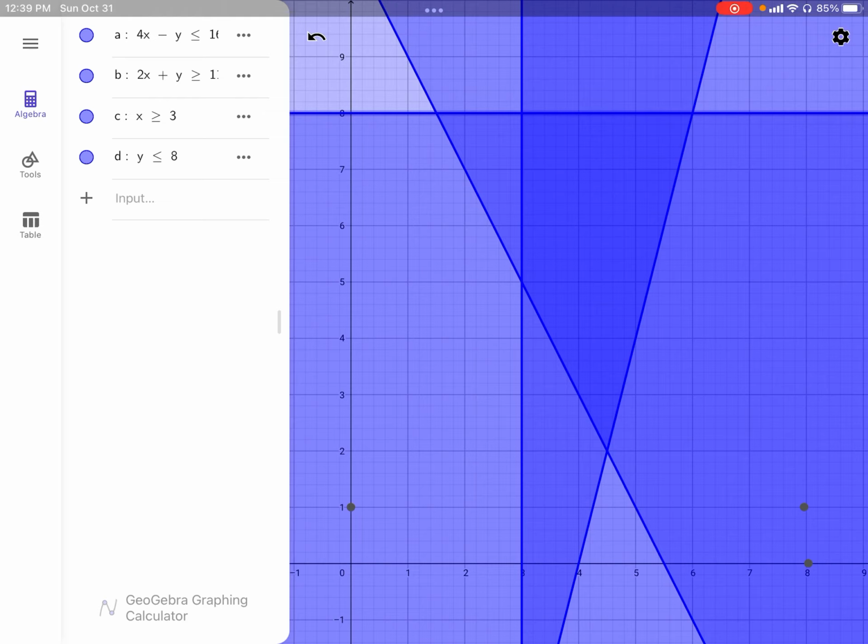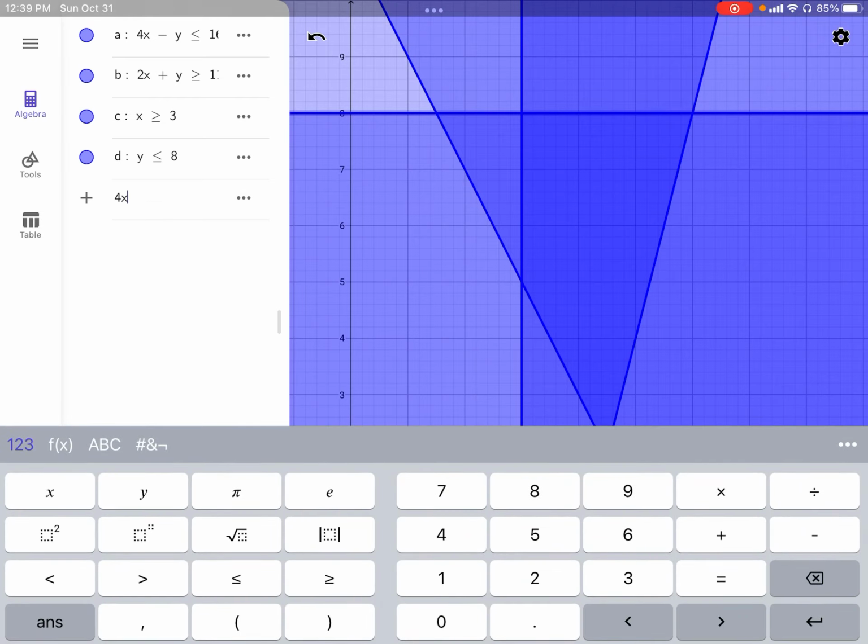So let's cheat. Type the same thing, but instead of using inequality, just use an equal. 4x minus y equals 16, enter. 2x plus y, that's cut off, what was it, equals 11.